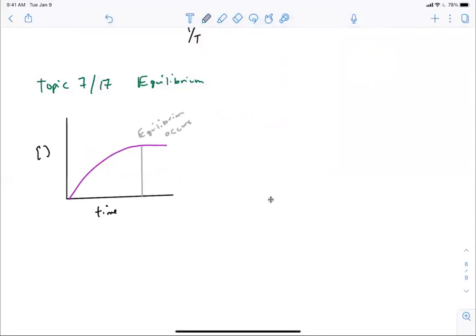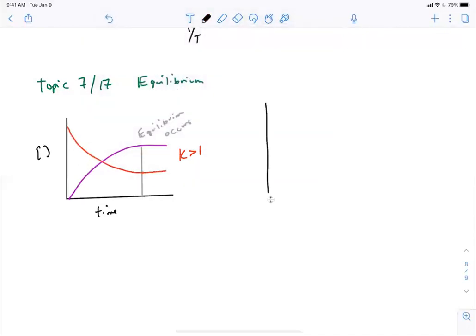Because, let me draw this a little better. Okay. Because once the concentrations stop changing, that means the rates of the forward and reverse reactions are the same. Because every time you make one molecular product, you'll make one molecular reactant. And so therefore, the concentration will no longer change. In this example, K is greater than 1 because you have more products than reactants at equilibrium.